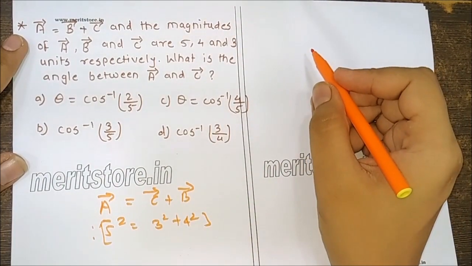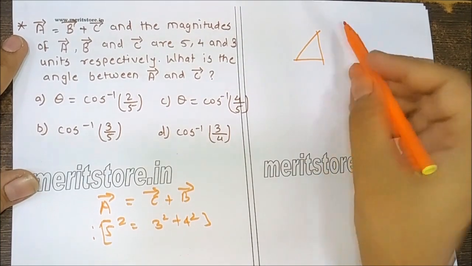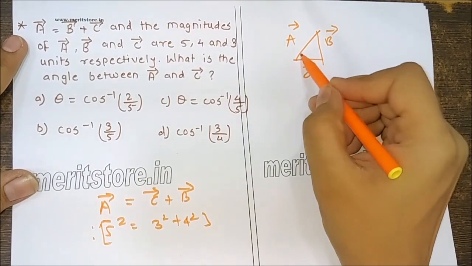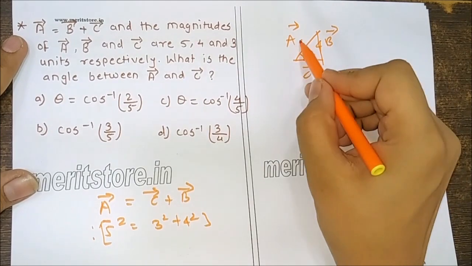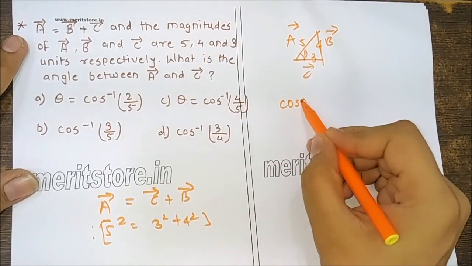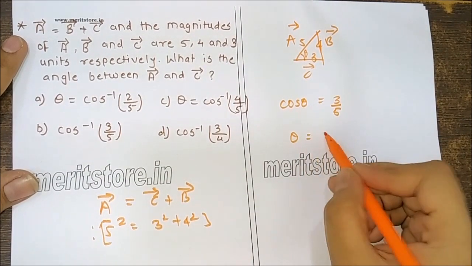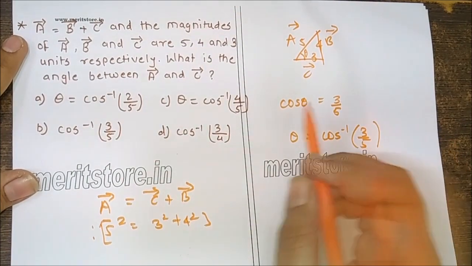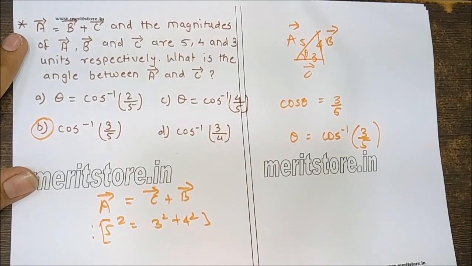And we know A is the resultant of B and C, and B is perpendicular to C, such that the diagram is A bar, B bar, C bar, with theta, and sides 3, 4, 5. The angle between A and C can be given by cos theta, which is equal to 3 by 5. Theta is equal to cos inverse of 3 by 5. So option B, cos inverse of 3 by 5, is the correct answer.